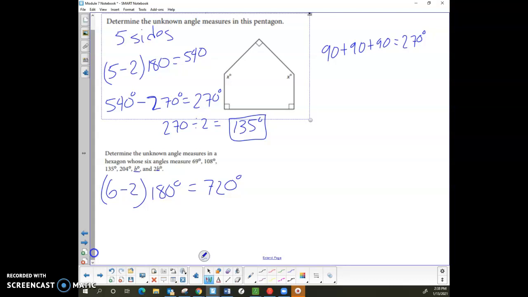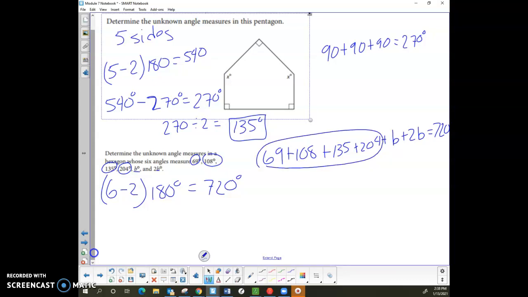Now we need to add up all of these measures that were given. So I've got 69 plus 108 plus 135 plus 204. Plus I also have a b and a 2b. And when I add all those together, I need to get to 720. All right, so I can simplify this. I can take and add that up. That's just a number. So this actually gives us 516.